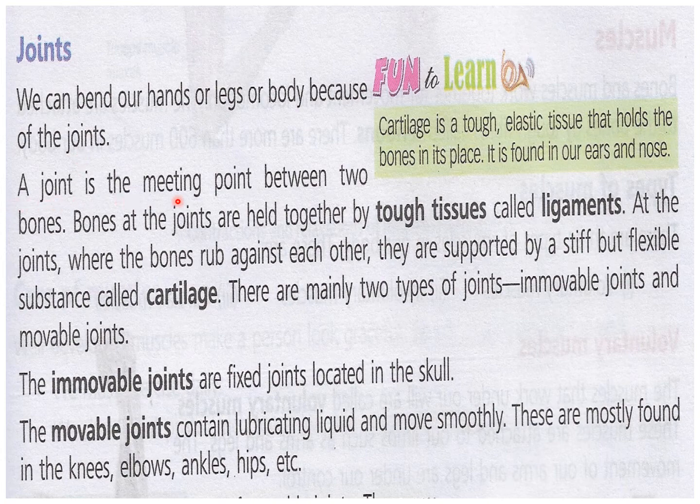A joint is the meeting point between two bones. Where the two bones join, that point is called a joint. Bones at the joints are held together by tough tissues called ligaments. I will show you in little time what ligaments are and how they join the bones with each other and hold them together so that they don't go here and there. That is why these ligaments are very, very important.